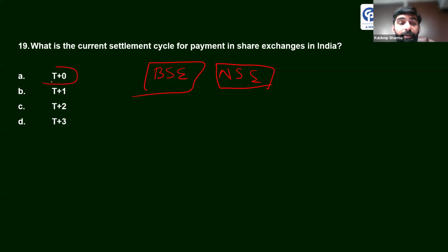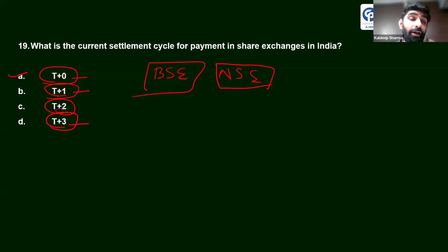So T plus 0 simply means that it would be a same day settlement. T plus 1 might mean if I've done that transaction today, the settlement would be shown in my account the next day, plus 1 day. Plus 2 means after 2 days, and plus 3 means after 3 days.